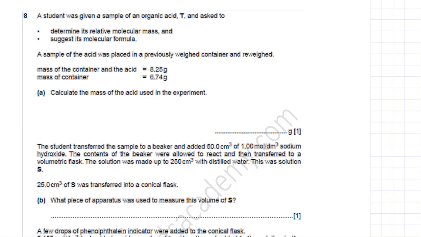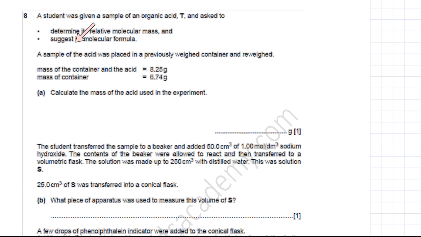The following moles and titration question is about finding the molecular mass, Mr, of an organic acid T. A student was given a sample of an organic acid T and asked to determine its relative molecular mass and suggest its molecular formula.